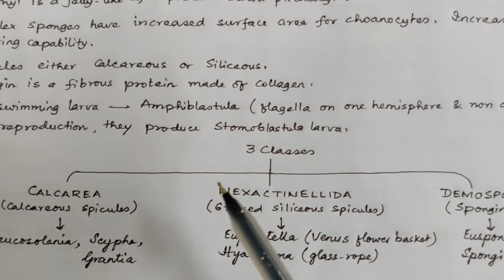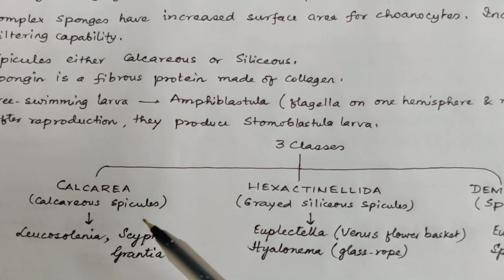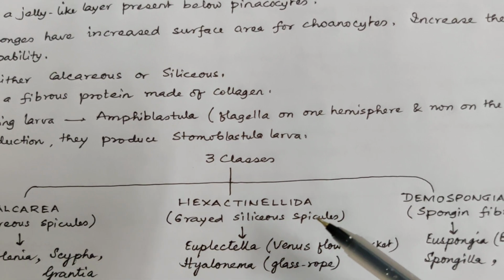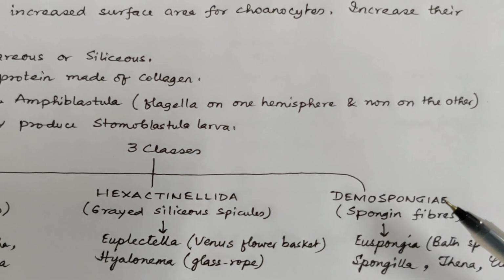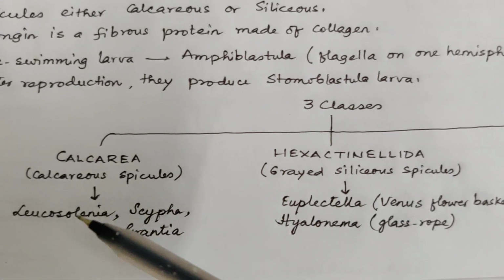They are divided into three classes. Class 1 is Calcarea, which contains calcareous spicules. Next one is Hexactinellida, which has six-rayed siliceous spicules. And the third one is Demospongiae. Spongin fibers make up their body.